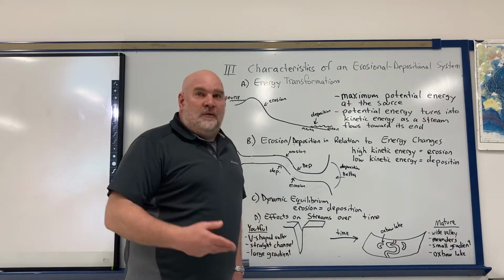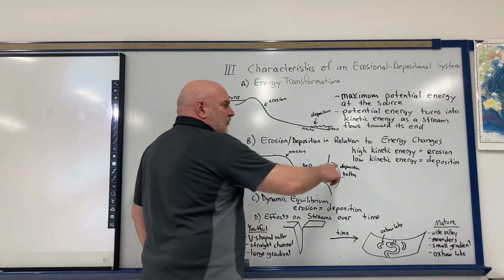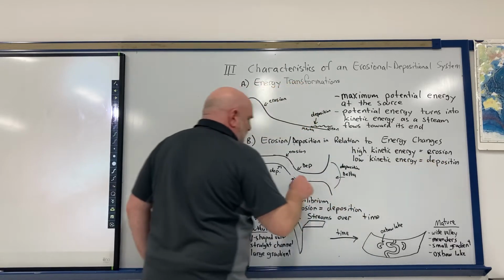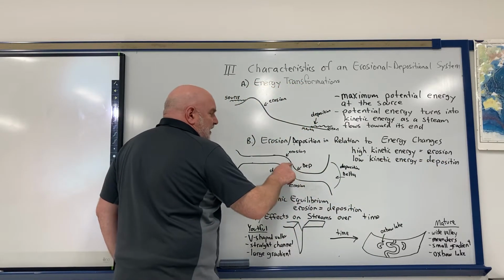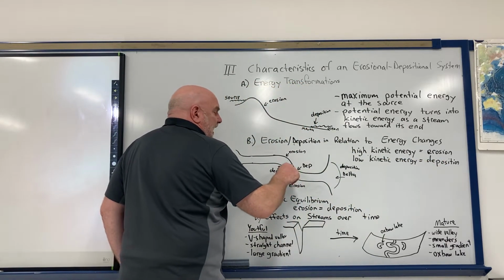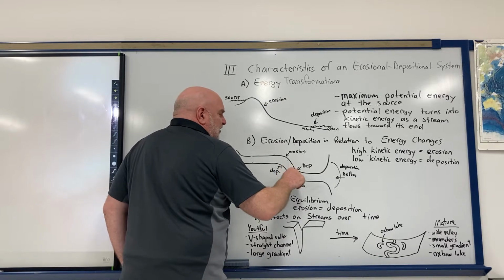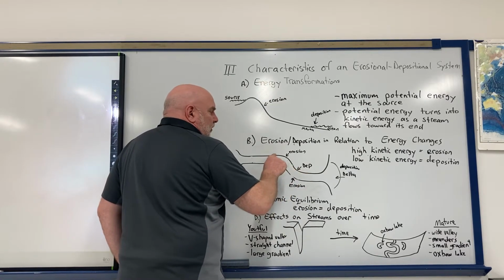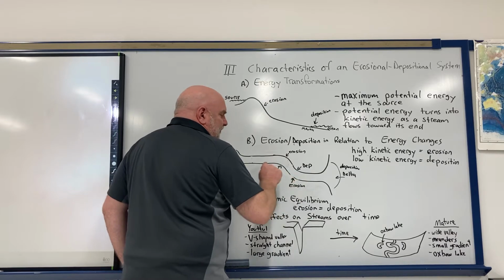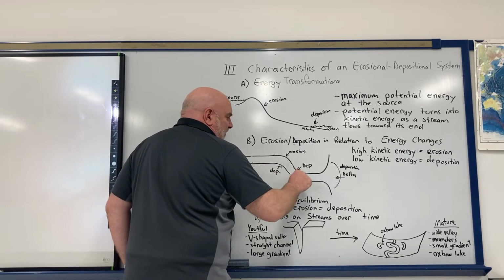And when it slows down, you get deposition. So low kinetic energy equals deposition. On the inside of the bend, it slows down and it loses energy, so it dumps material there. So erosion on the outside of bends, deposition on the inside of bends.